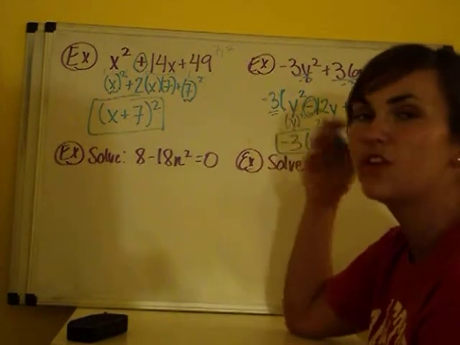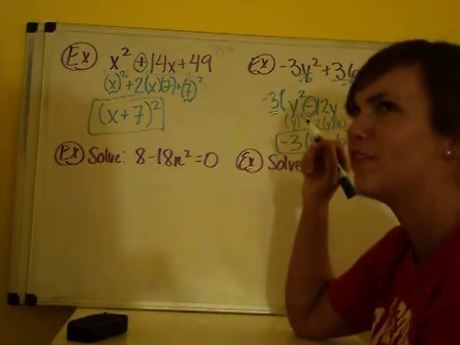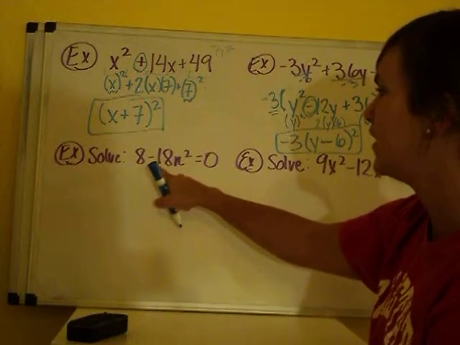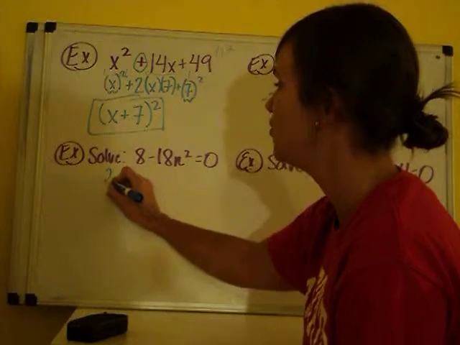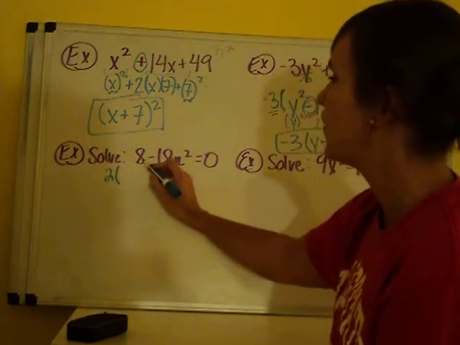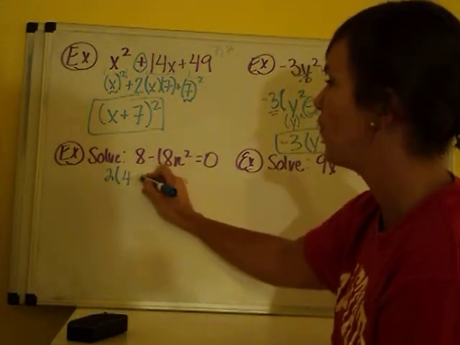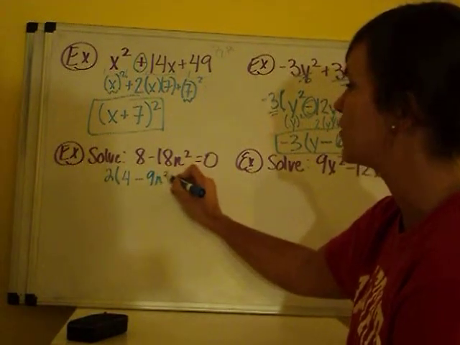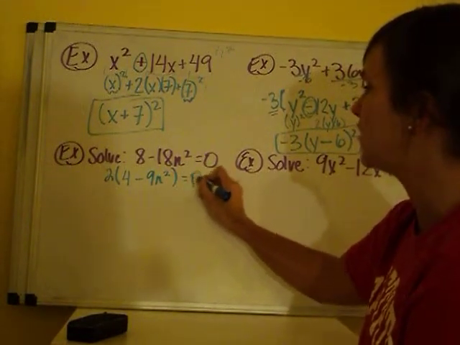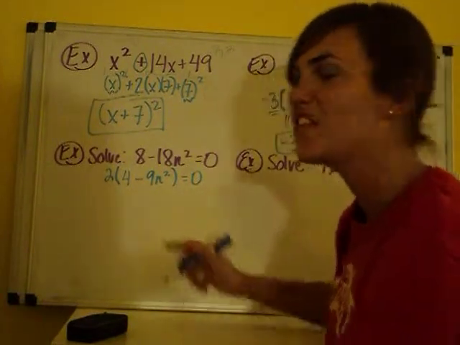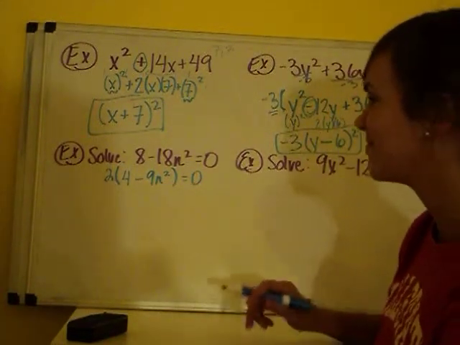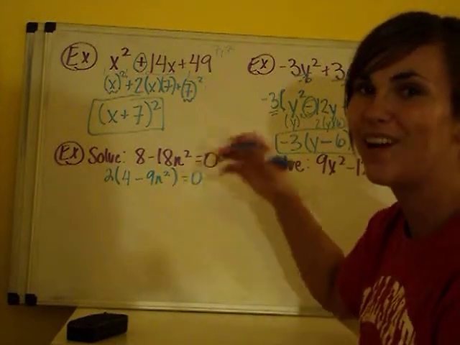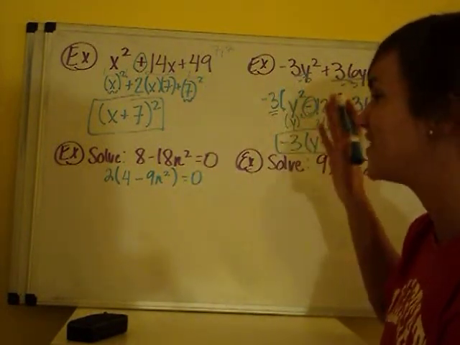So we must resort to greatest common factoring, or greatest common factor, which 8 and 18 both have a 2 in common. So if I pull out a 2 from 8, I'm going to be left with a 4 minus 18 divided by 2 is 9n squared equals 0. Oh, hey! Look at that! I have a perfect square here and a perfect square here. What are the chances? I mean, seriously.